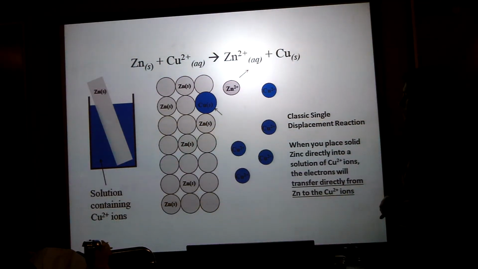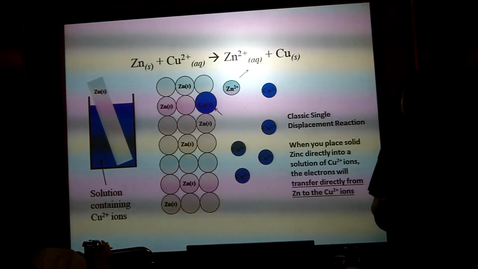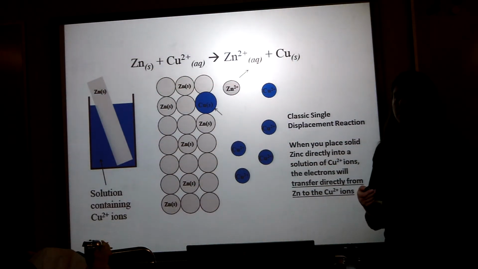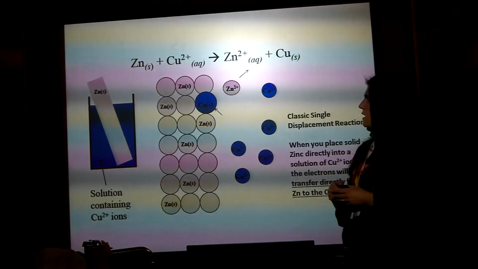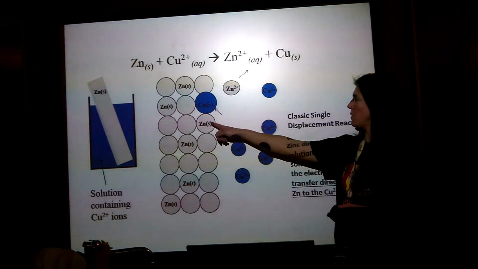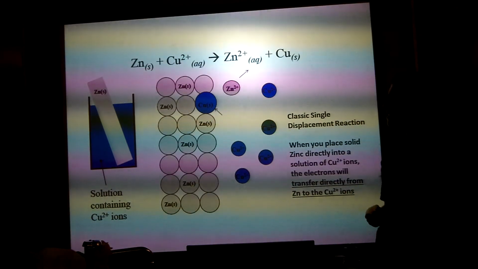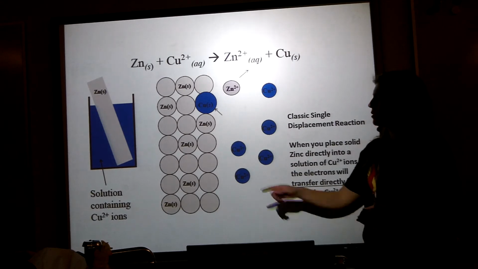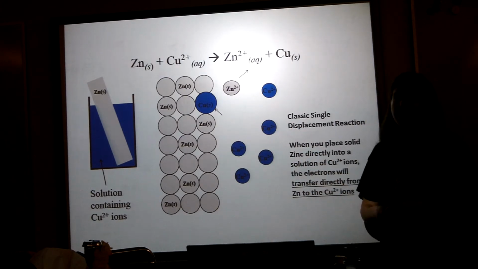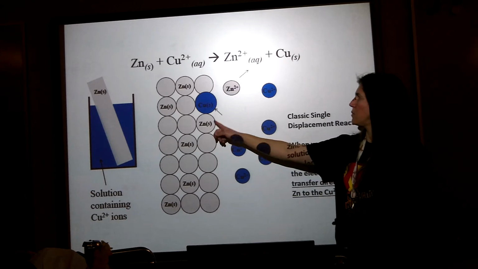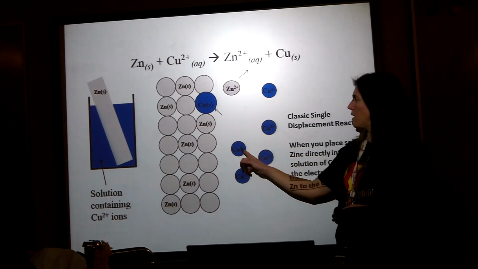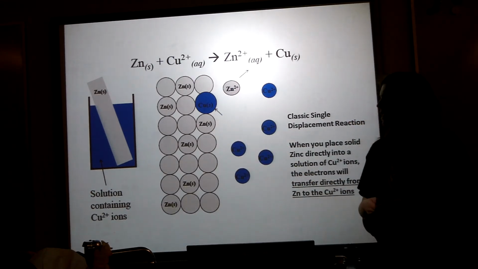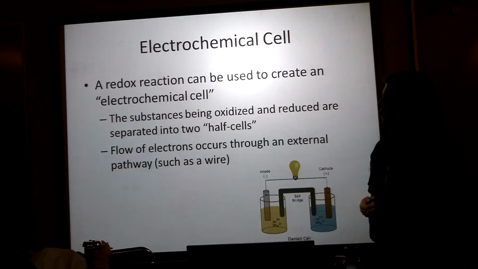This is a classic single displacement reaction. So that's a good example of something you learned about in first year chemistry that now we can label as a redox reaction. In this case, the solid zinc is being oxidized, so it's giving up some electrons to the copper ions. The positive copper ions are turning into neutral copper. The neutral zinc is turning into positive zinc ions. So the thing being oxidized becomes more positive. The thing being reduced becomes more negative or less positive.